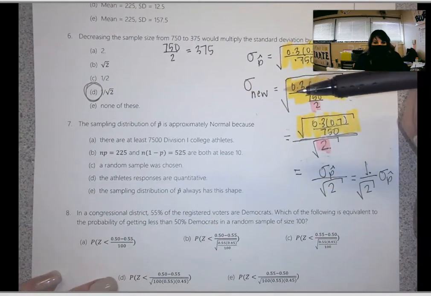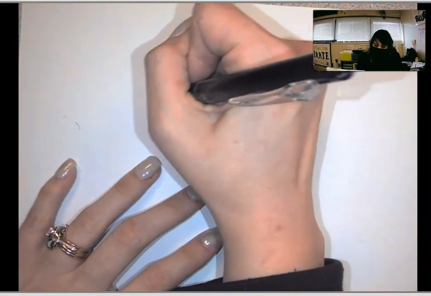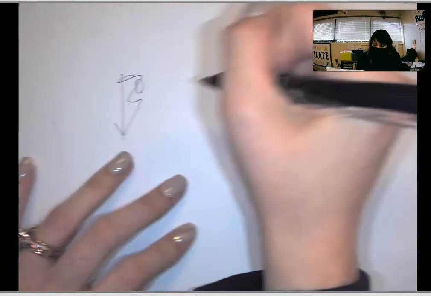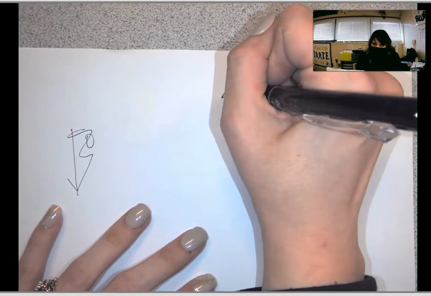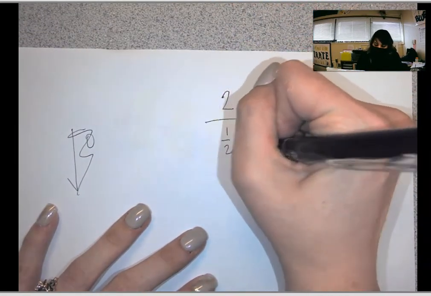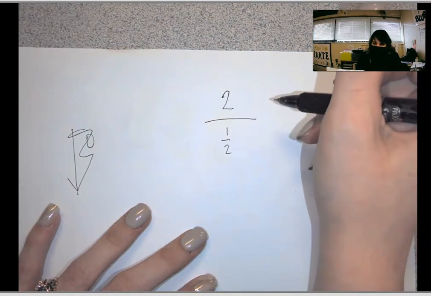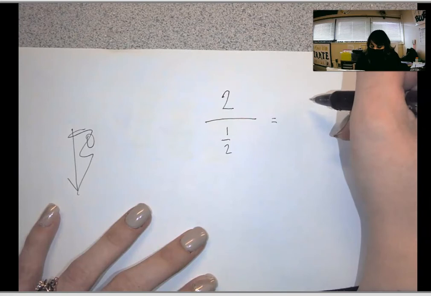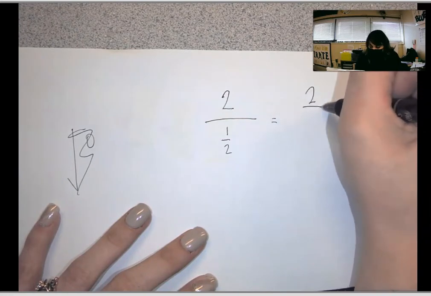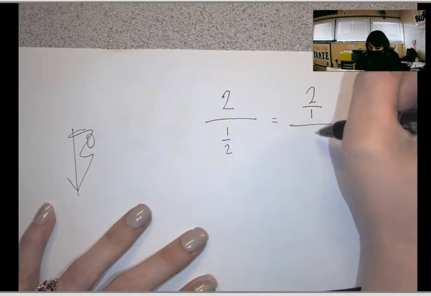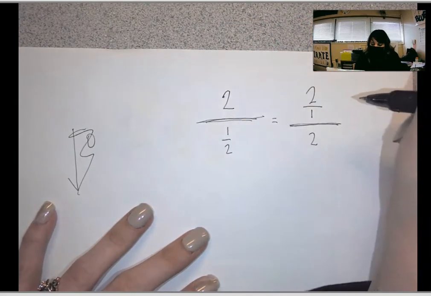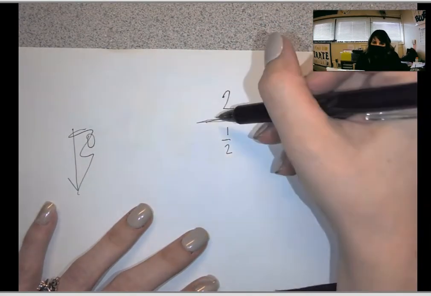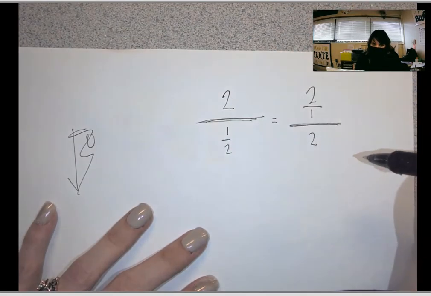Okay, I just want to make this clear really quick. In math, if you had a fraction that was like 2 over 1/2, you could rewrite this as 2 over 1 divided by 2. Like, you can manipulate where the fraction line is if you have them stacked like this.